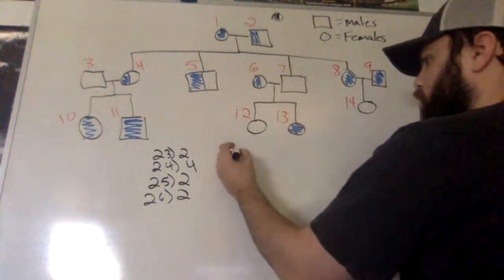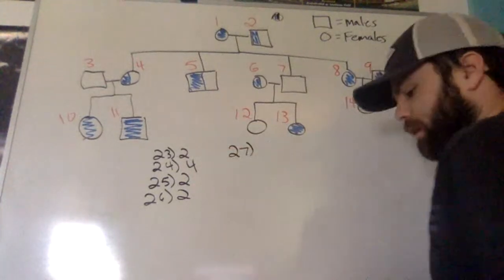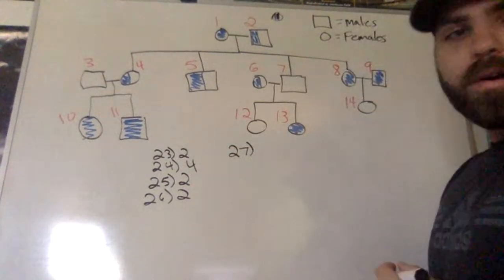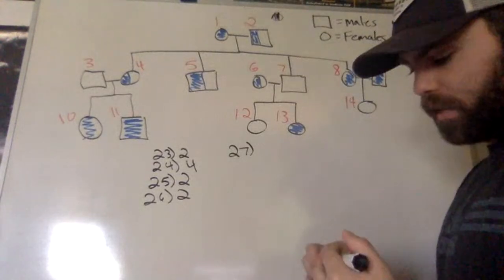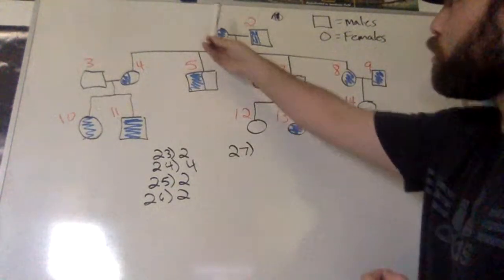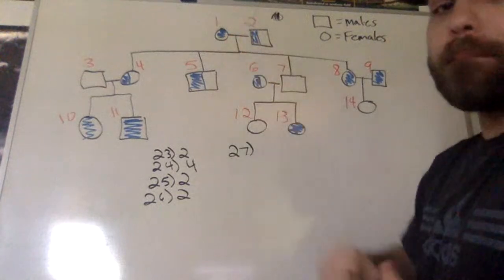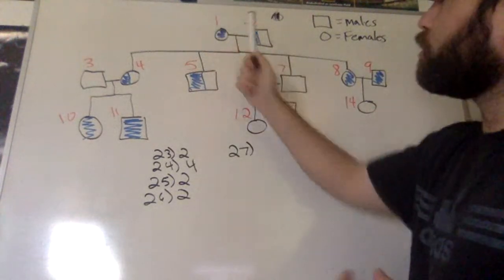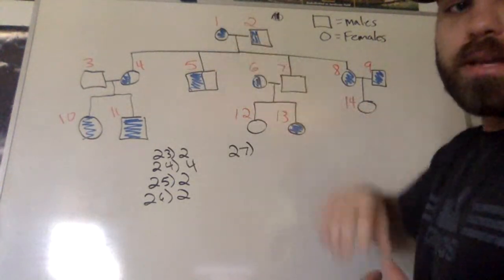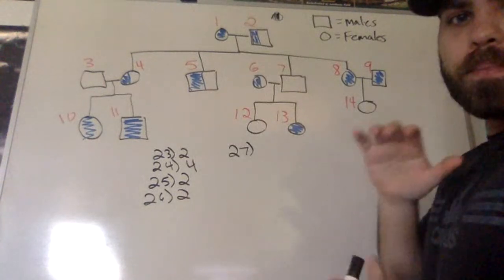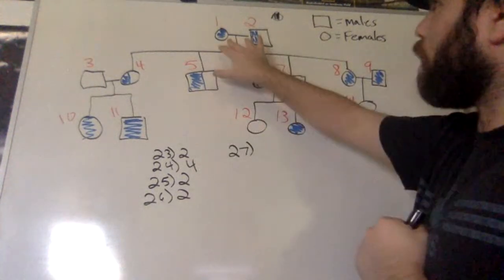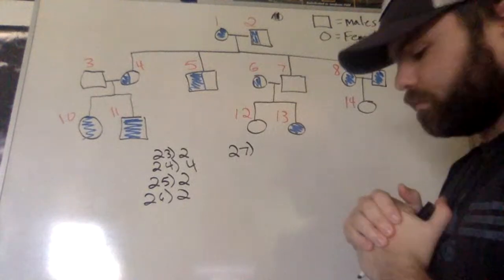So we go to question 27. It is asking us, how are number 1 and number 2 related? So we got these two guys up here. Number 1, number 2, how are they related? I want you guys to answer it. How are they basically together? Why are they there? What are they?